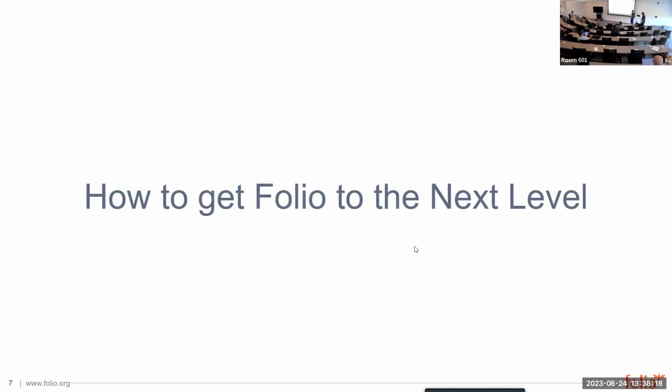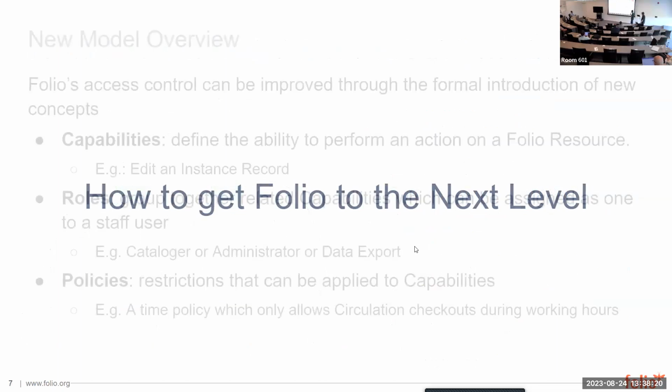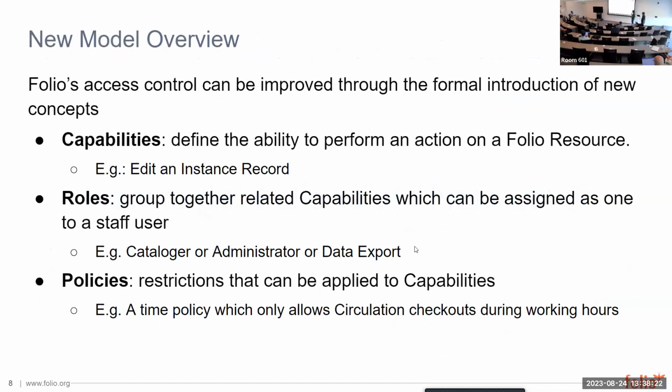So how do we get to the next level, right? Where are we taking this? So we're proposing a new model where Folio access control can be improved through the introduction of some new terms. The notion of a capability is to define an ability to perform an action on a Folio resource. An example of that would be edit. There's a verb there, and instance record. And we'll get into this a little bit more.